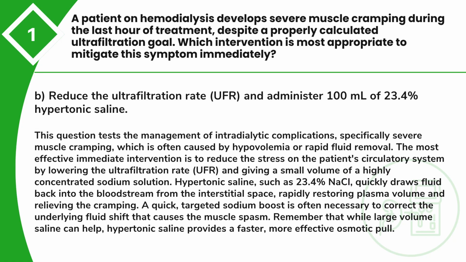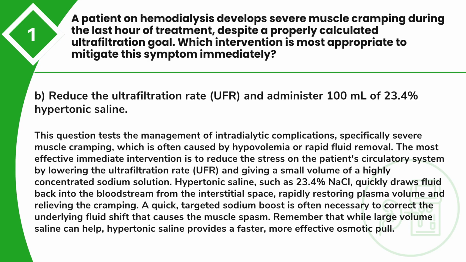Answer. B. Reduce the ultrafiltration rate, UFR, and administer 100 milliliters of 23% hypertonic saline. This question tests the management of intradialytic complications, specifically severe muscle cramping, which is often caused by hypovolemia or rapid fluid removal. The most effective immediate intervention is to reduce the stress on the patient's circulatory system by lowering the ultrafiltration rate, UFR, and giving a small volume of a highly concentrated sodium solution.